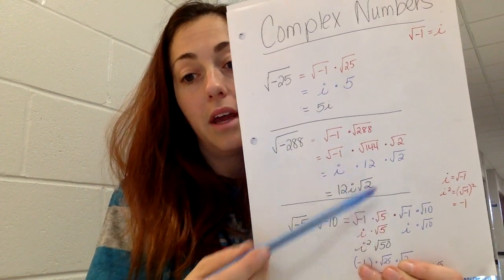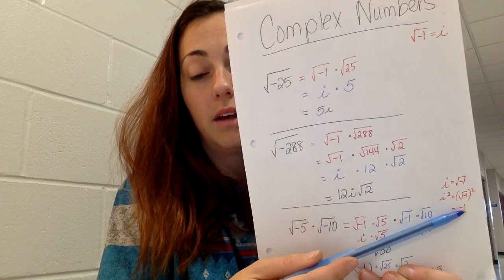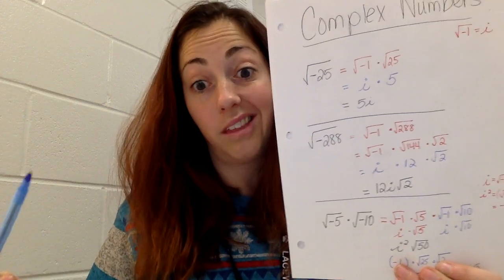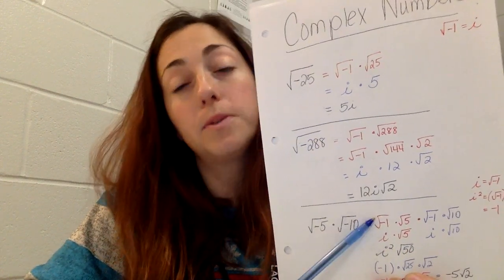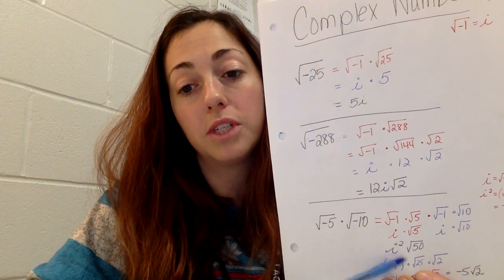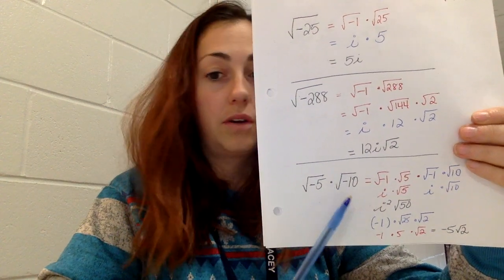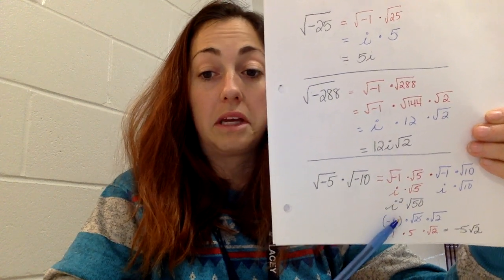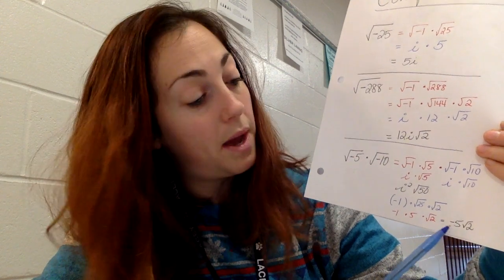If I know that i equals the square root of -1, and then I square that, that means i squared is -1. So basically use this fact to work through anything. Then you change the square root of 50. What perfect square multiplies into it? Well, 25 times 2, and 25 is a perfect square. So i squared is -1, and the square root of 25 is 5. It's hard to see. And the square root of 2 is the square root of 2. Then you multiply and you get -5 square root of 2.